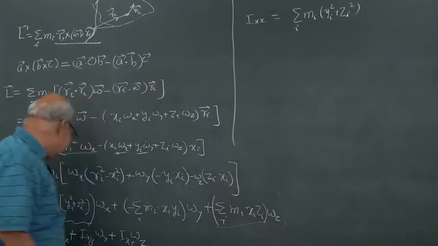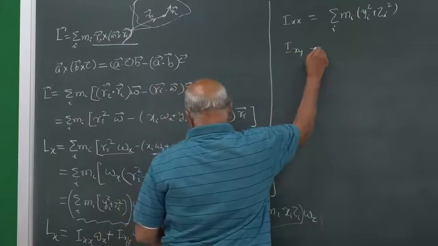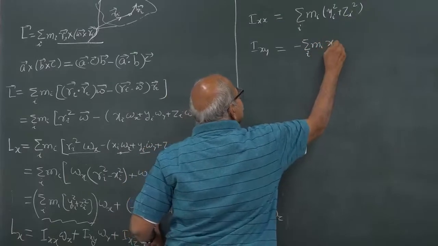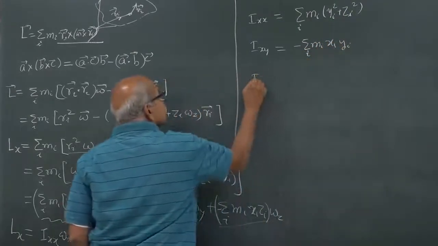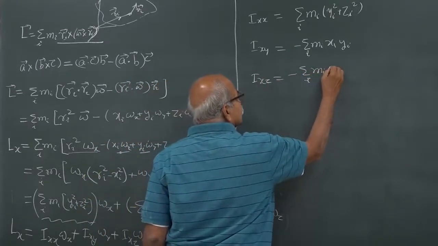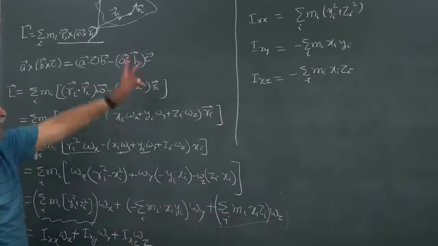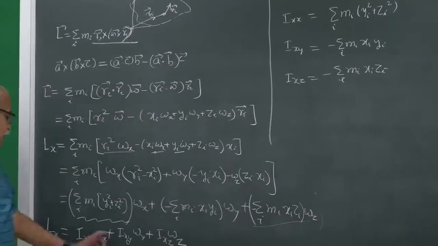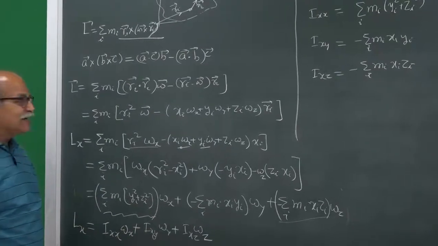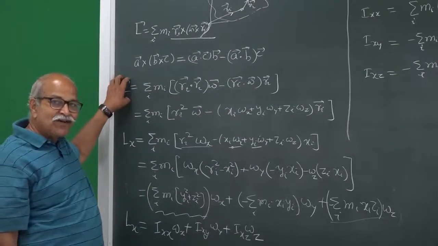But what is this Ixy? This Ixy is something very different. This Ixy is minus summation over i of mi xi yi, and Ixz is similarly minus summation over i of mi xi zi, right. So, these are the three symbols, and then Lx is equal to Ixx omega x plus Ixy omega y plus Ixz omega z, and you can similarly work out the y component of L and z component of L.